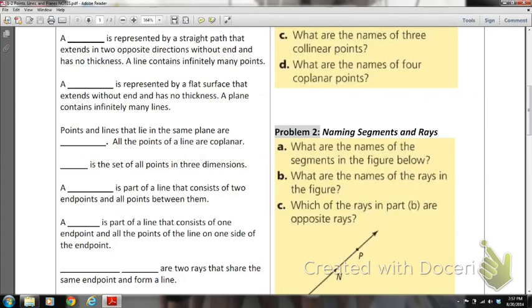Next definition is a line. A line is represented by a straight path that extends in two opposite directions without end and has no thickness because it is made up of infinitely many points. If a point has no dimension, has no thickness, then a line doesn't have any thickness either. But we can represent it by drawing a line.